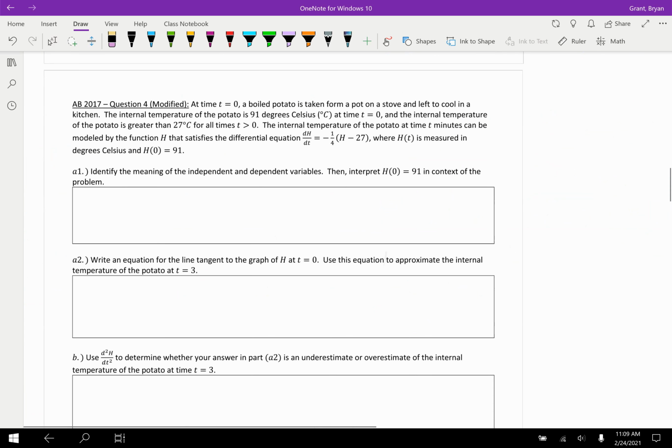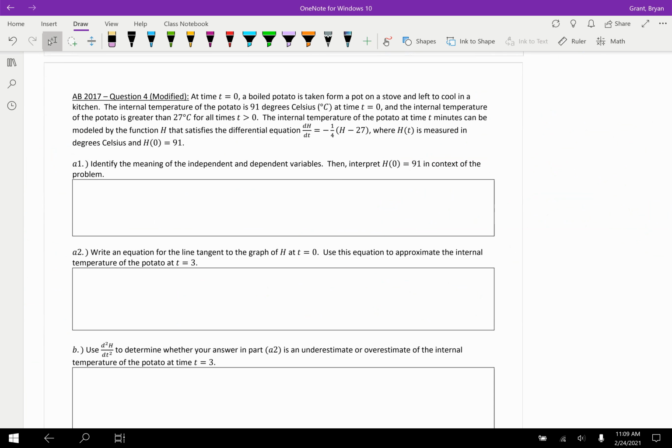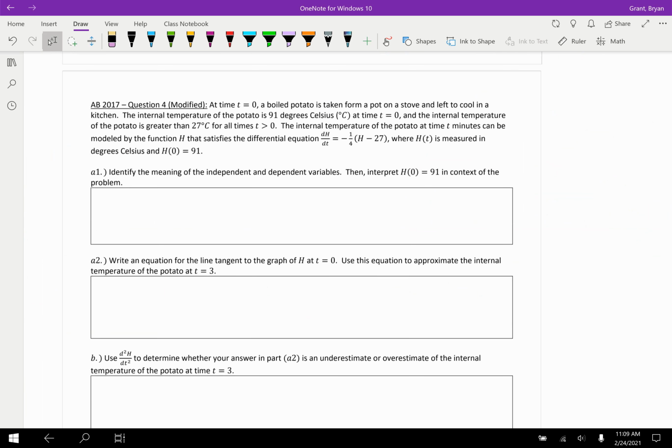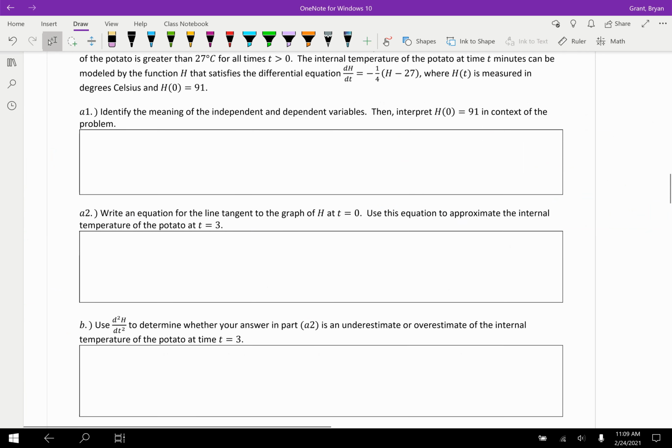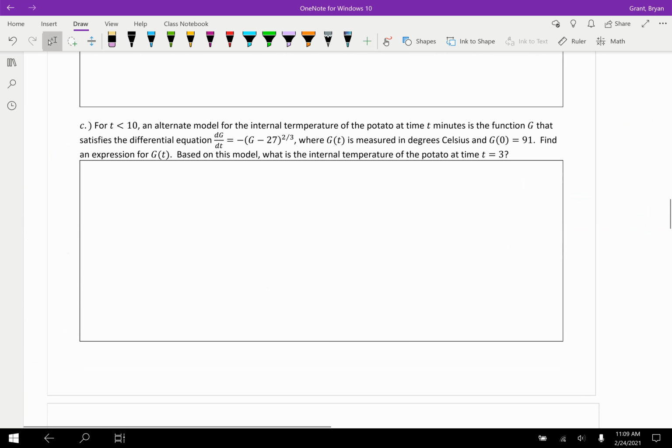Alrighty, we're moving on to 2017. The first couple parts of this are a little bit tricky, and we may have to go over those as a class later on. Don't forget though that my solutions are posted, so you should take a look at those. We are going to jump all the way down to part C.